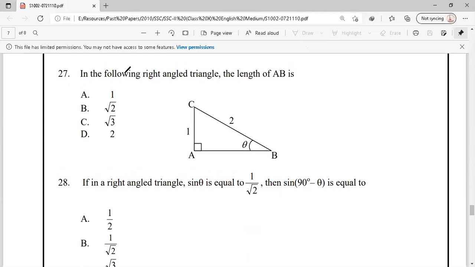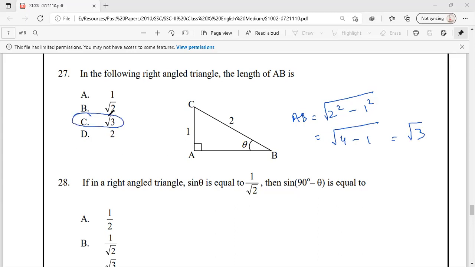Then we have question number 27, and we have to find the length AB that will be equal to square root of 2 square minus 1 square by Pythagoras theorem. So 4 minus 1 will be equal to square root 3. So the correct answer is option C.